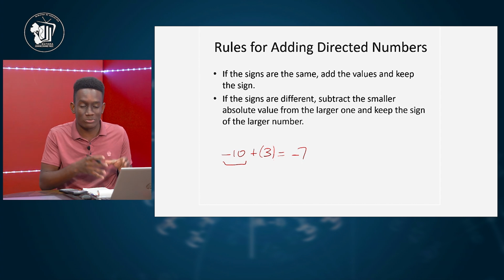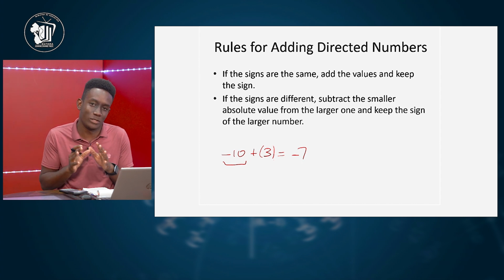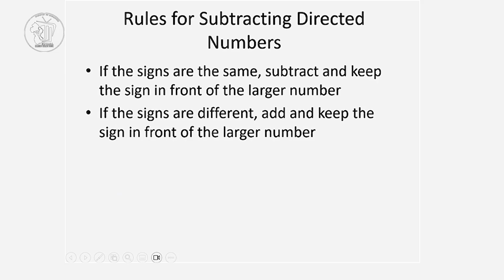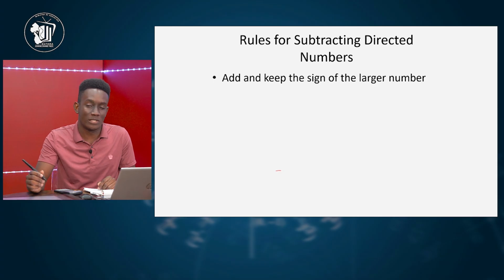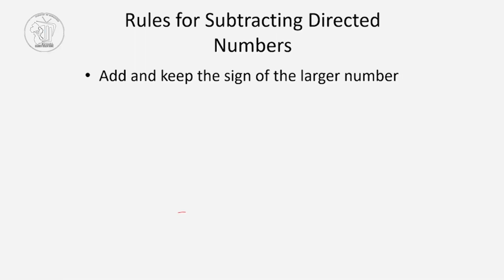After we're done with the rules for subtraction, we'll look at multiple examples until we get it. So the rules for subtracting directed numbers say, if the signs are the same, subtract and keep the sign of the larger number. So now let's look at the rule when the signs are different. This one says, add and keep the sign of the larger number.